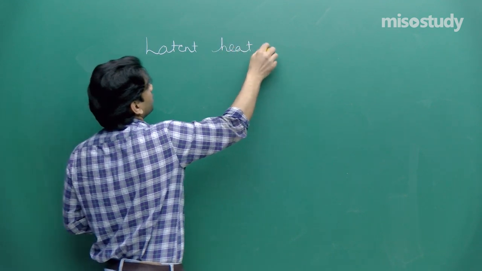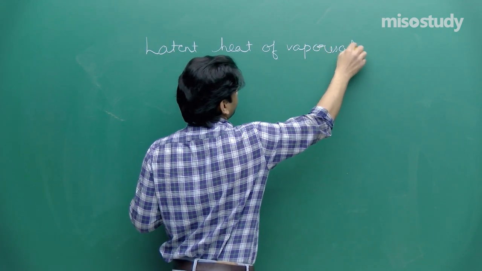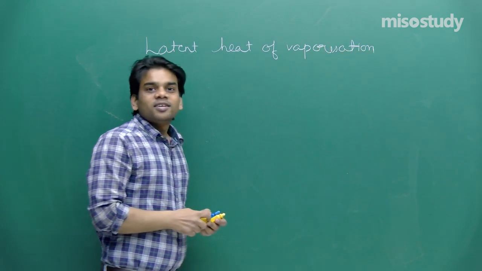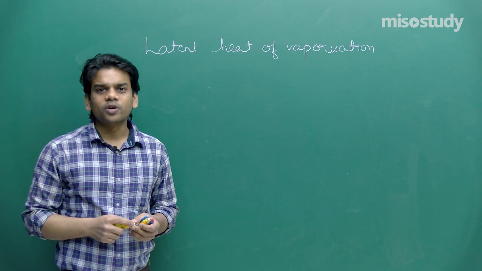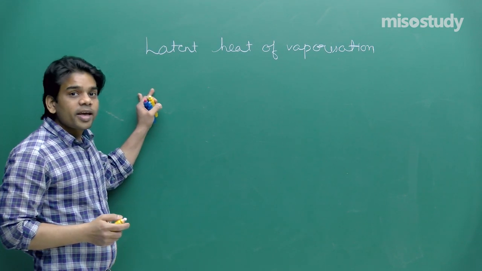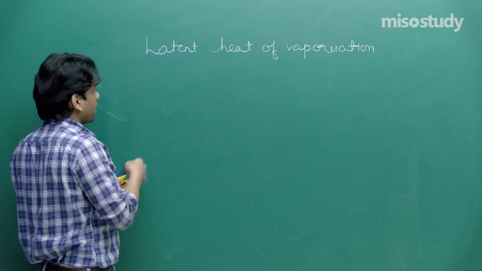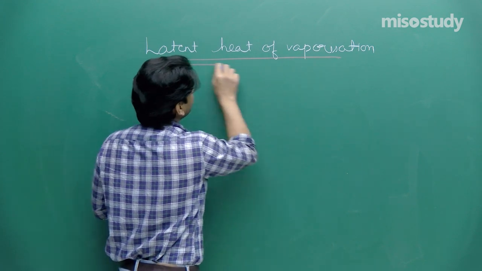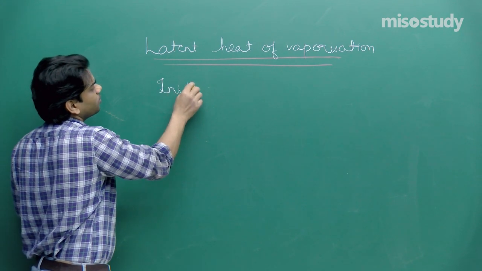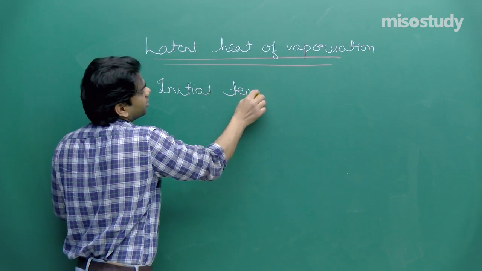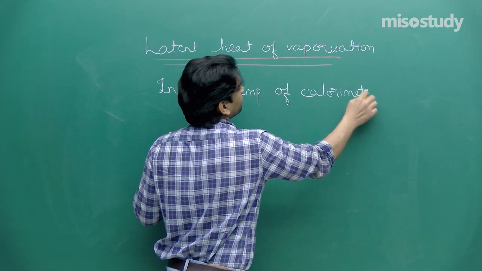Suppose you want to find out the latent heat of vaporization using the concept of calorimetry. We know that vapor is present at 100 degrees Celsius. Now, let's say we have taken a calorimeter whose initial temperature is T1. So, the initial temperature of the calorimeter is T1.